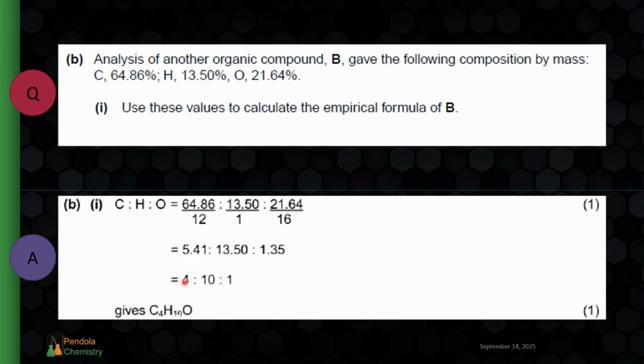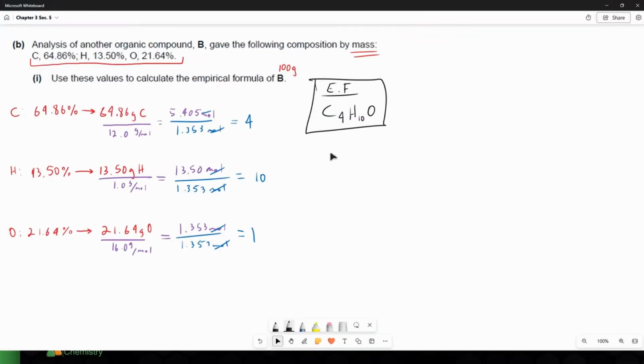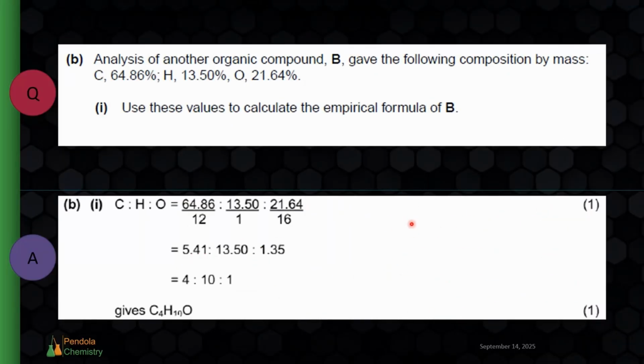And notice, we do need that answer. If you just left 4, 10, and 1, if you just did your work and didn't show this part, then you wouldn't get that last point, because the last point is for the actual empirical formula, not the ratio itself. So C4H10O is necessary, not just 4 to 10 to 1. So that's an empirical formula question.